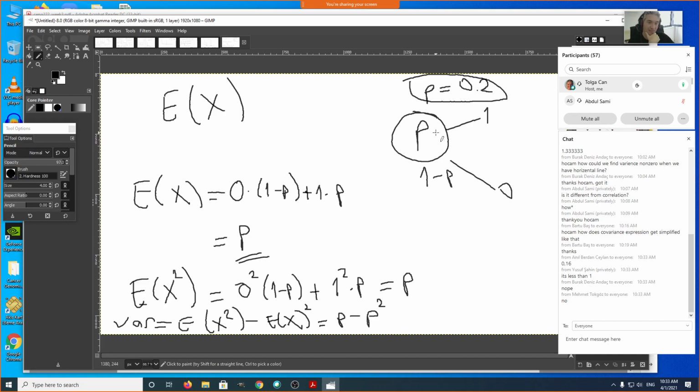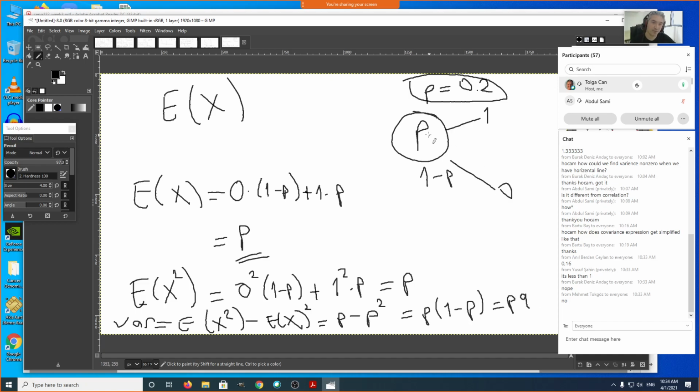Perfect. Since p is the parameter of the Bernoulli distribution and it's a probability, it's always between 0 and 1. So p squared is always going to be smaller than p. You can also write it as p times 1 minus p. This is also p minus p squared. And what is 1 minus p? This is the non-success probability, sometimes written as q. The failure probability.